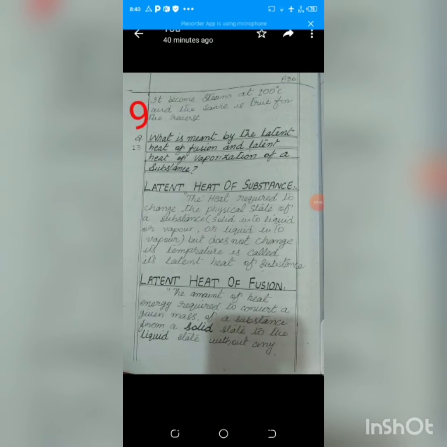As a coolant, water is used as an effective coolant. By allowing water to flow in the radiator pipes of vehicles, heat energy from such parts is removed. Thus, water extracts much heat without much rise in temperature. It becomes steam at 100 degrees centigrade, and the same is true for the reverse.